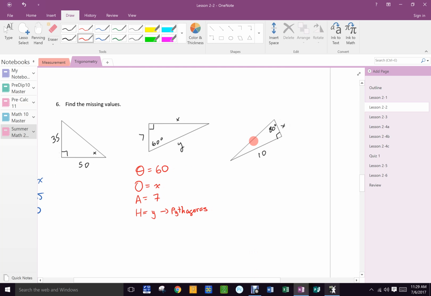And finally, over here, what's my theta? 80. What's my opposite? What's my adjacent? Now, those are all set up for you. You should be able to do them, yes? Go ahead and do those while I come around and check anybody who's having trouble getting the exact right answers.